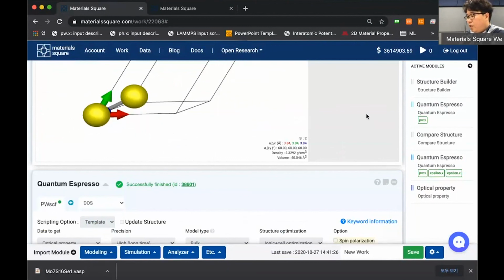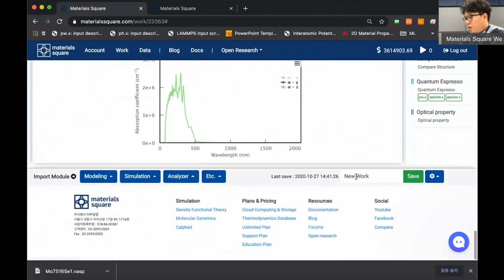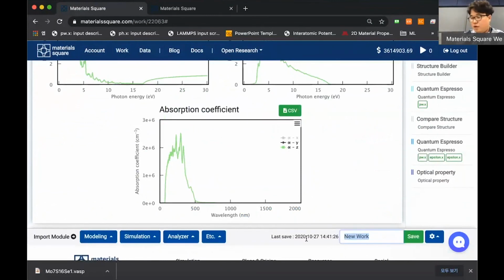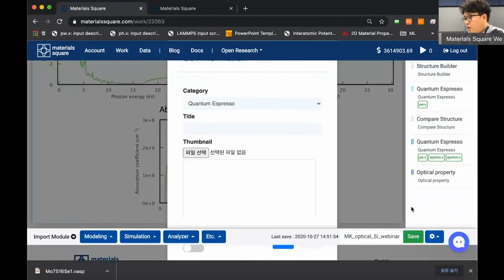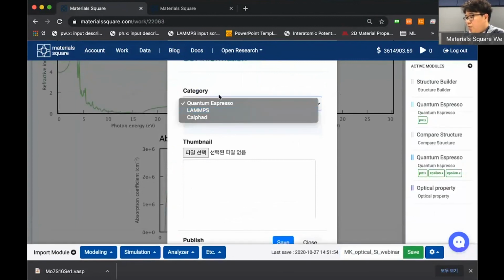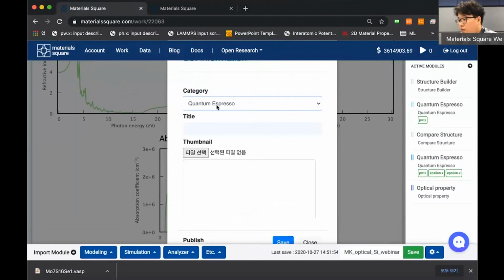Okay. When you finish the calculation, right here, this is save. This is MK, and it's MK for the optical properties for silicon webinar. Okay, save first, and press this to publish. Okay, there will be more categories here, and I will show the Quantum ESPRESSO title. And the title is optical properties of silicon. Okay, and some thumbnail.